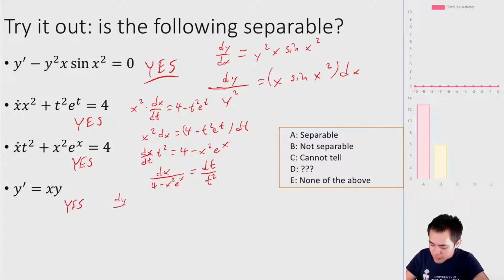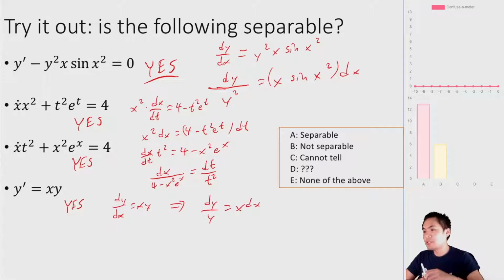So you have dy/dx is equal to xy, which gives you that dy divided by y is equal to x dx. And once you separate these things, you just have to integrate on both sides, and that will give you the answers, of course. Okay, let's try another one.